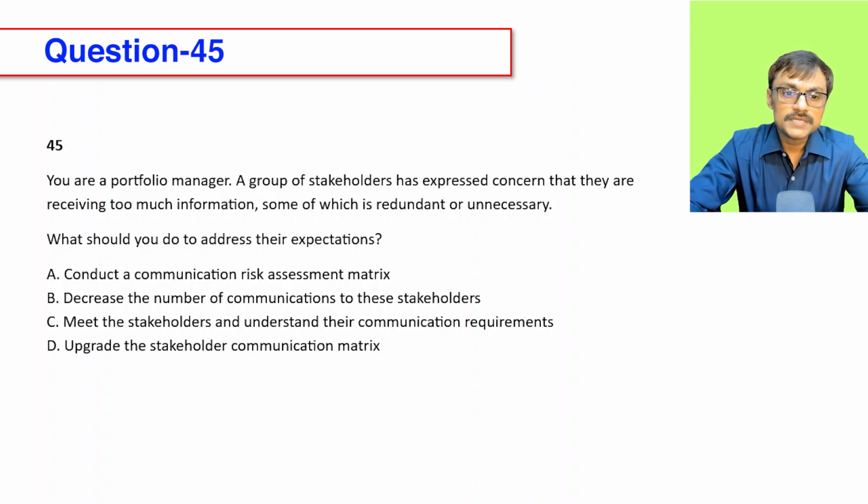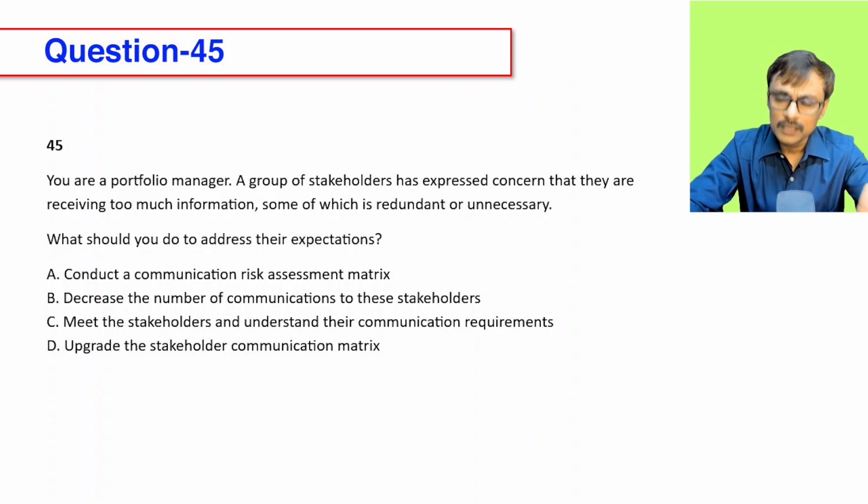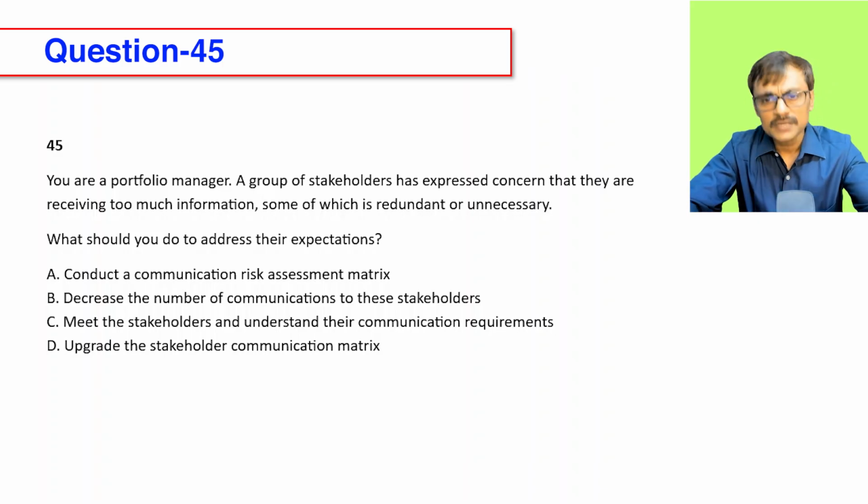Option C, meet the stakeholder and understand their communication requirements. Great. So both ways, meet the stakeholder to explain the reasoning behind the decisions made in the communication management plan and also understand their requirements. This gives one piece of it, but it is a good candidate choice. Option D, upgrade the stakeholder communication matrix. So B and D are more or less the same.